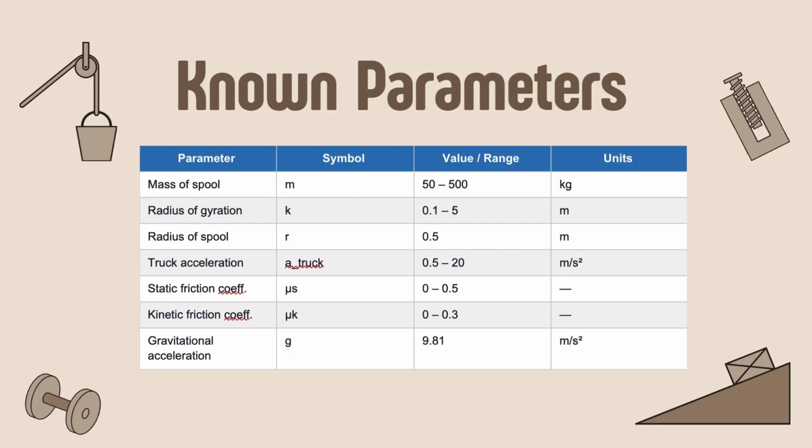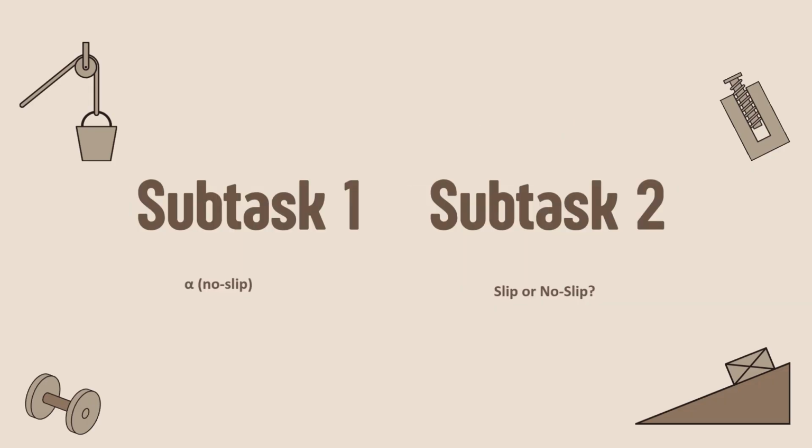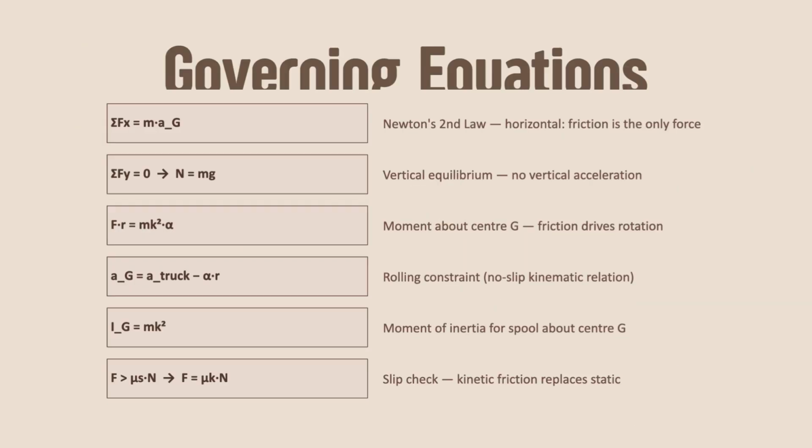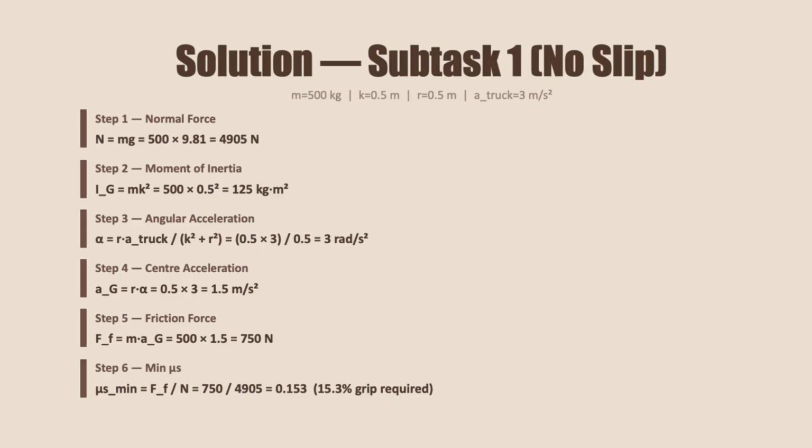These are the known parameters, unknown parameters, and subtask 1 and subtask 2, which were no slip, and slip or no slip. The governing equations were used to calculate angular acceleration, center acceleration, and friction force. A rolling constraint equation was applied for no-slip conditions, and a friction check determined whether slipping occurred.